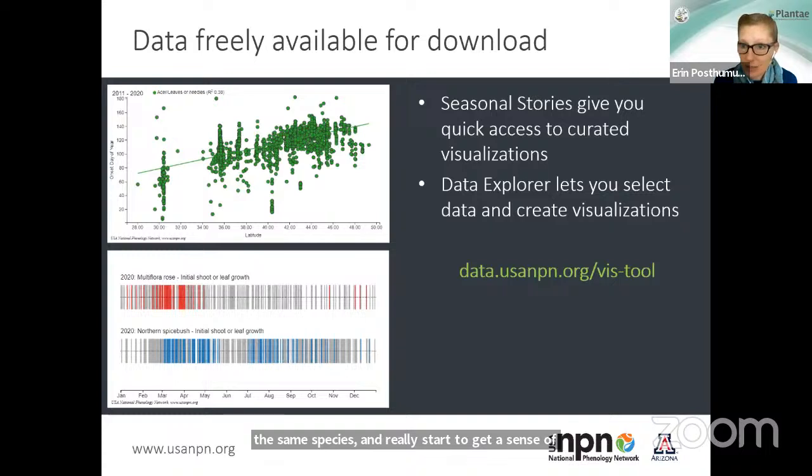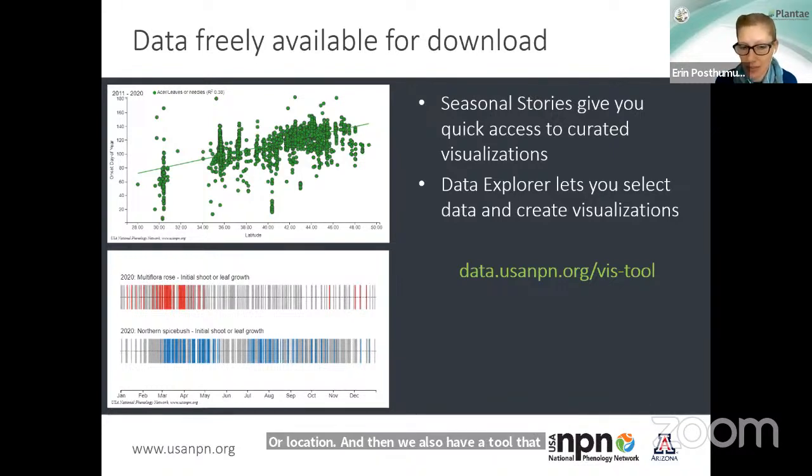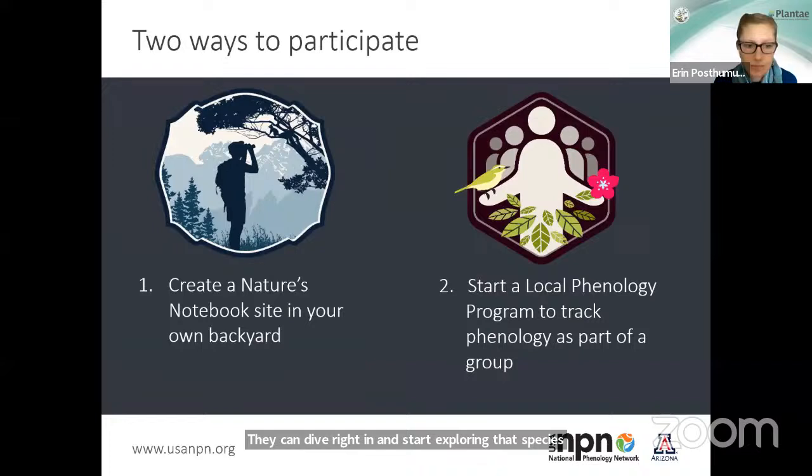We offer seasonal stories. These are ways that provide a tutorial into how to use the tool, that also allow people to manipulate the tool and try out different species or locations. And then we also have a tool that allows them, if they're already interested in a particular species, they can dive right in and start exploring that species to start to learn about what the people are finding on that plant or animal.